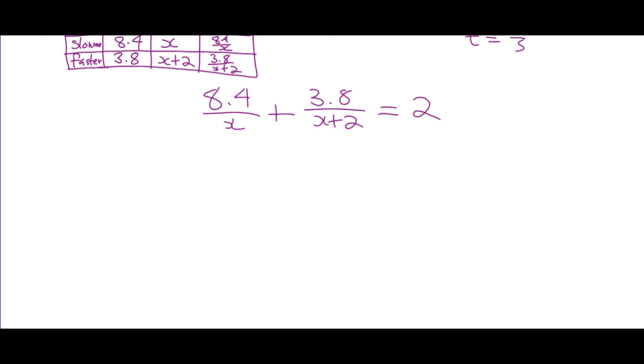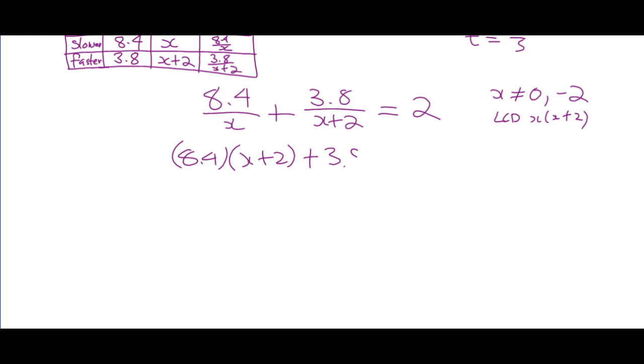Okay, so what's our restriction? I don't think we really have to worry about her speed being 0 or being -2, right? That would just be going backwards. What's our LCD? x times x plus 2. So 8.4 times x plus 2, plus 3.8 times x, is equal to 2 times x times x plus 2.